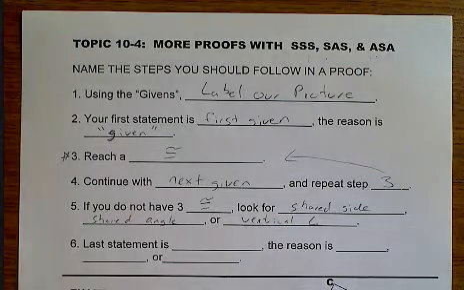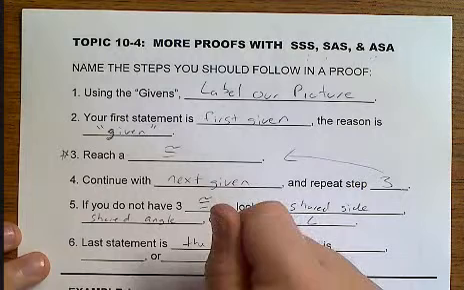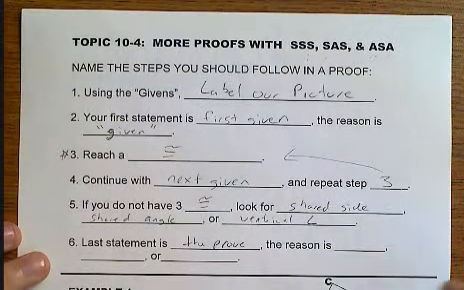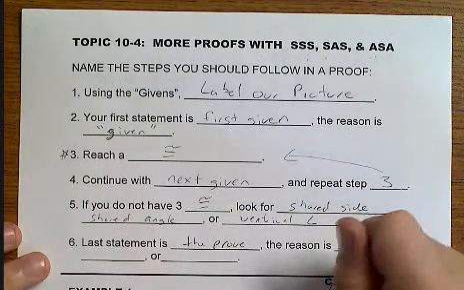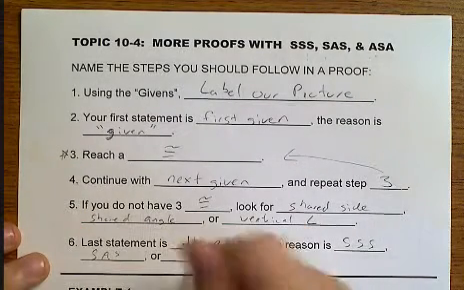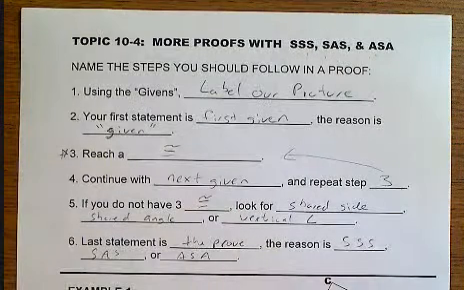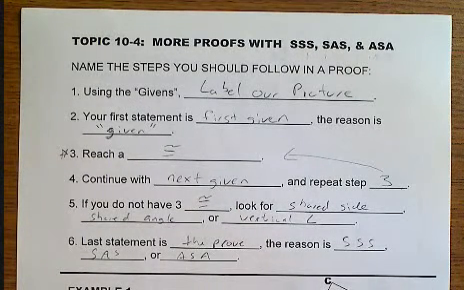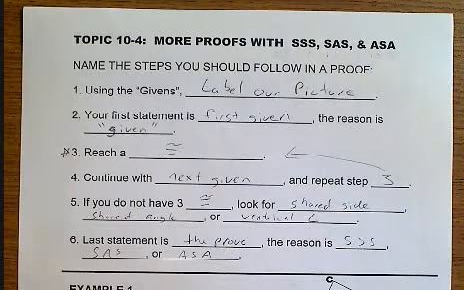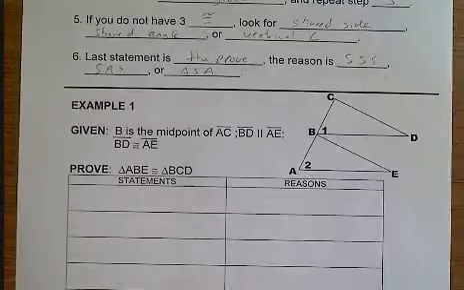Now your last statement is the proof statement. And the reason is going to be either side, side, side, side, angle, side, or angle, side, angle. Again, for now. In future proofs, we may not use these statements. We may need to use something else. Let's go ahead and take a look at example number 1.